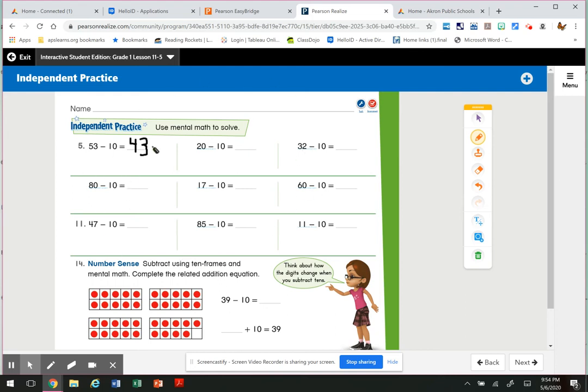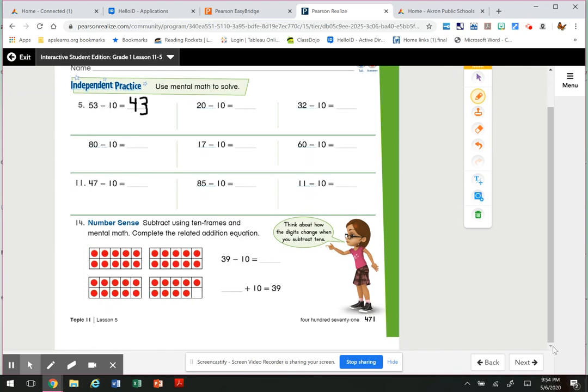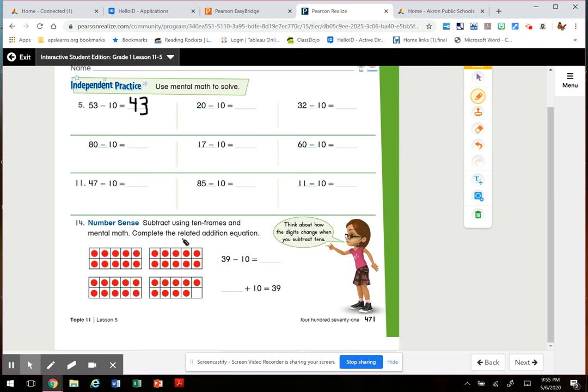So I want you guys to get a piece of scrap paper and write those down and do those. It's wonderful practice for going into second grade. Number 14 down here says, number sense. Subtract using 10 frames and mental math. Complete the related addition equation. So remember, whatever the solution is for when they're related, we're going to be using the same numbers. So whatever the solution is for one is the solution for the other.